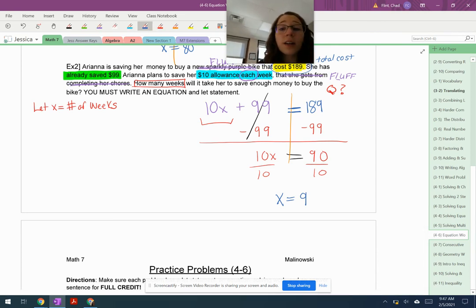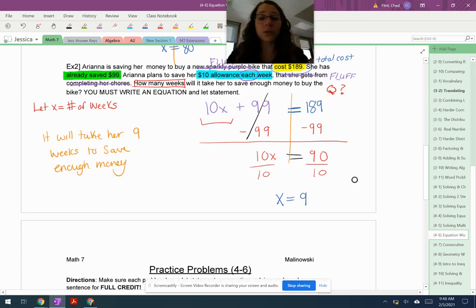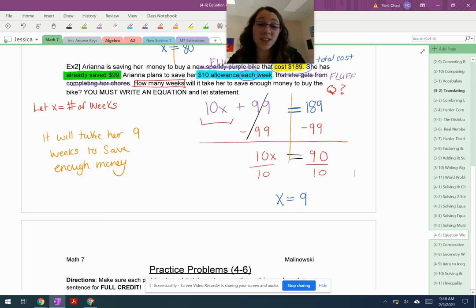However, again, we are not done at this point because we need to finish this off with an answer sentence because it's not just 9, it's 9 weeks. So it will take her 9 weeks to save enough money. And you could use her name, you could put in there Ariana, or you could just use the pronoun, so you don't have to write as much. And that's it, that's all. Having all those requirements, making sure that you've got your let statement, your answer sentence, an equation, solving work, and an answer, and you're golden.